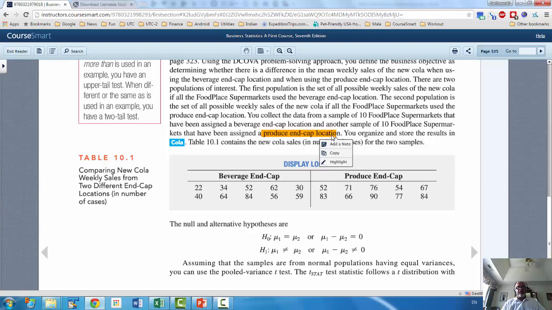So we're going to randomly select grocery stores and assign one group to the beverage end cap location, and then randomly select the remaining stores and assign them to the produce end. And then we are collecting data from these stores, and the data is weekly sales. So these are two independent random samples because they are not related in any way. So here is the data given. Okay, so let's go to Excel now and complete the test.